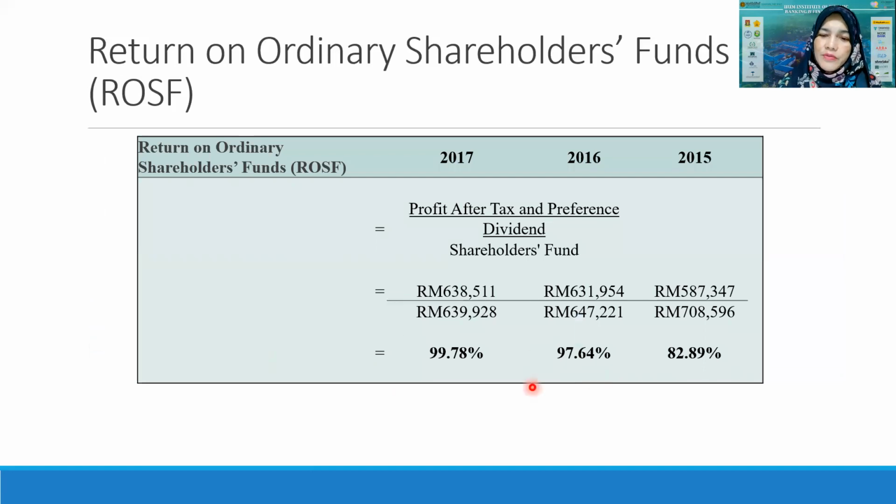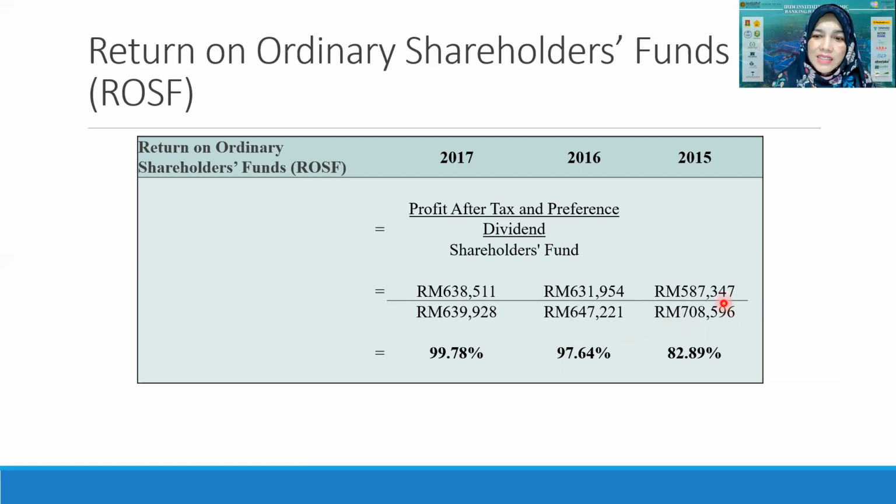So this is the example for Nestle. If you look at the profit after tax and preference dividend for Nestle, it is increasing from 587 to 631, and then further increases to 638. And then divide by the shareholders' fund. If you look at the shareholders' fund, it is actually decreasing. So why is the shareholders' fund decreasing? Because usually shareholders' fund consists of the capital itself, and it also includes the profit, or even the payment of dividend. So for Nestle, they use the profit to pay dividends a lot.